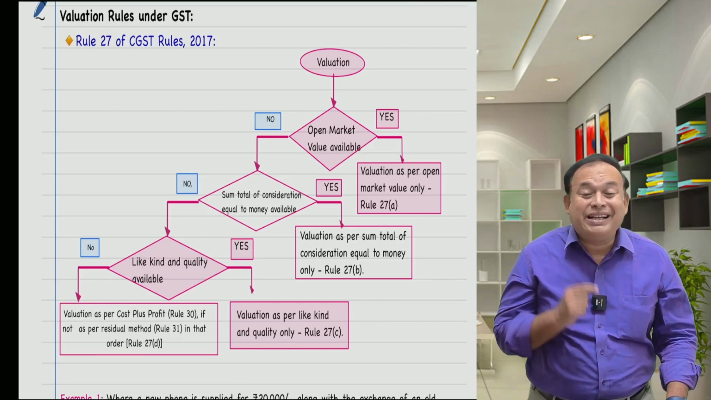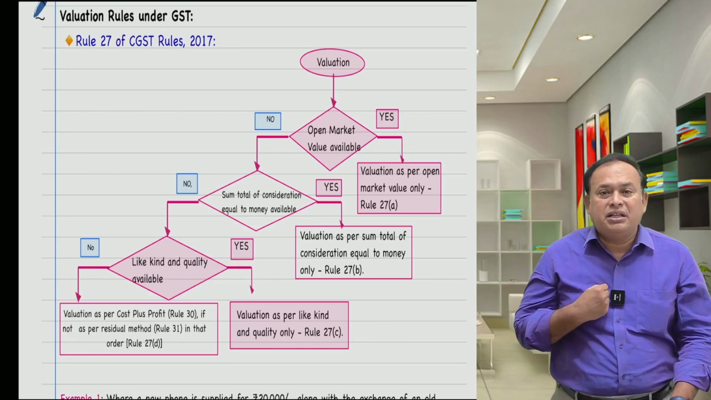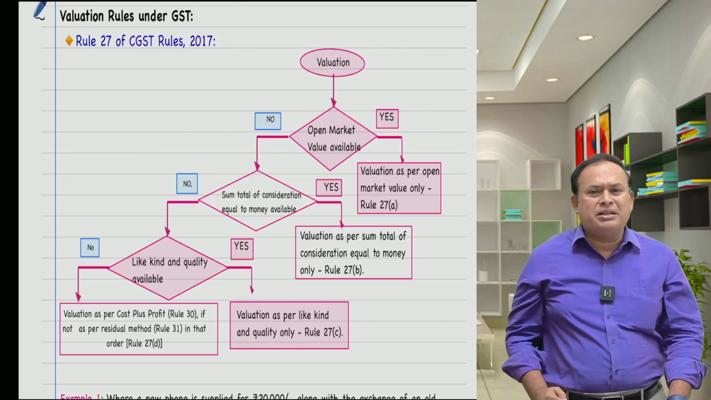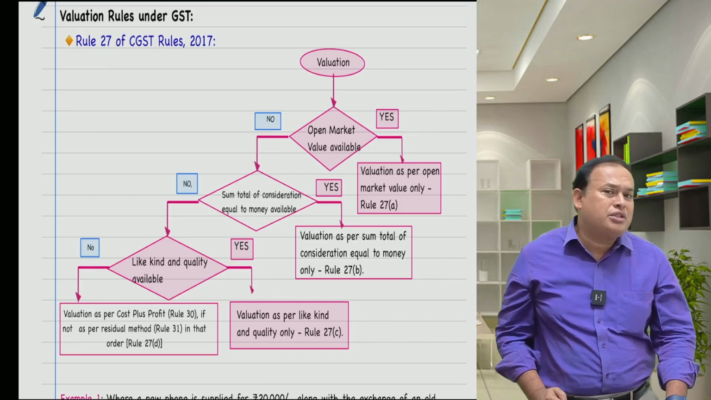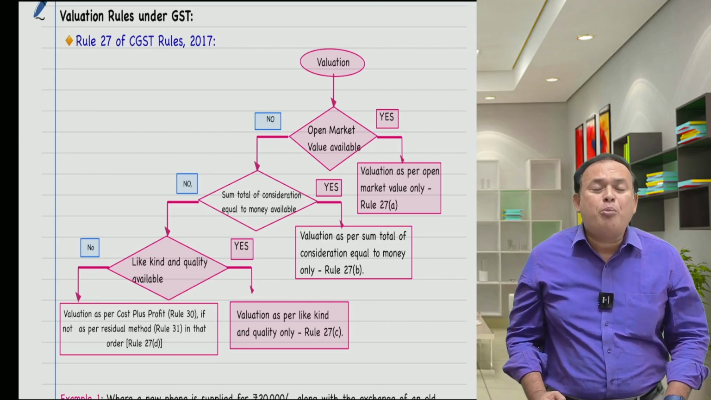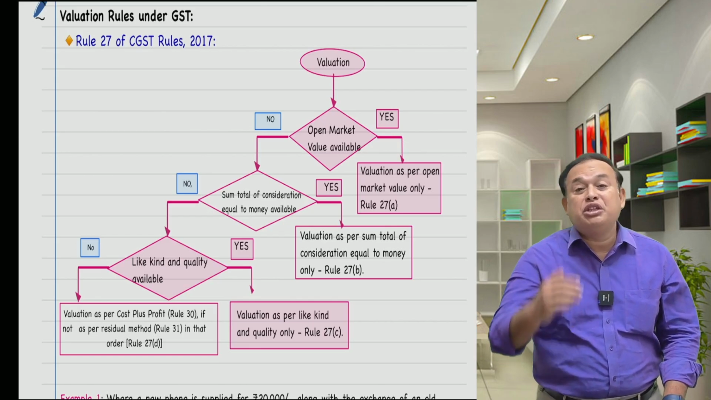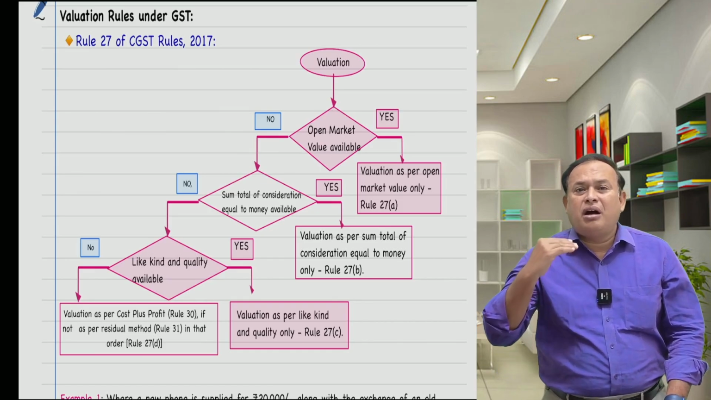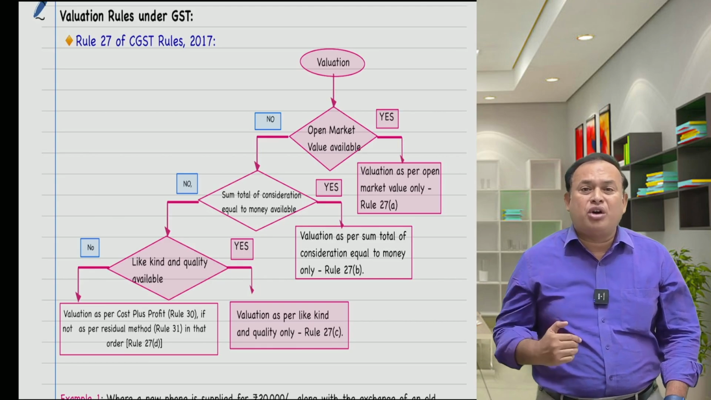Meaning what? Like kind and quality. Hey, Featherlight, in which month, which year you supplied the goods? Sir, January 2024 I supplied, sir. January 2024 supplied. Okay, it is not a correct valuation. In that case, rule number 27C says that par with your category. Meaning what? Compare with the competitive price at your par.